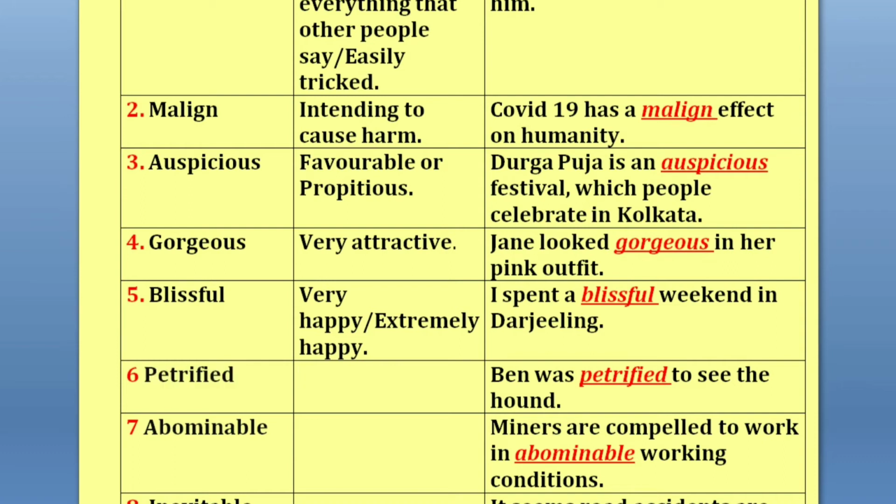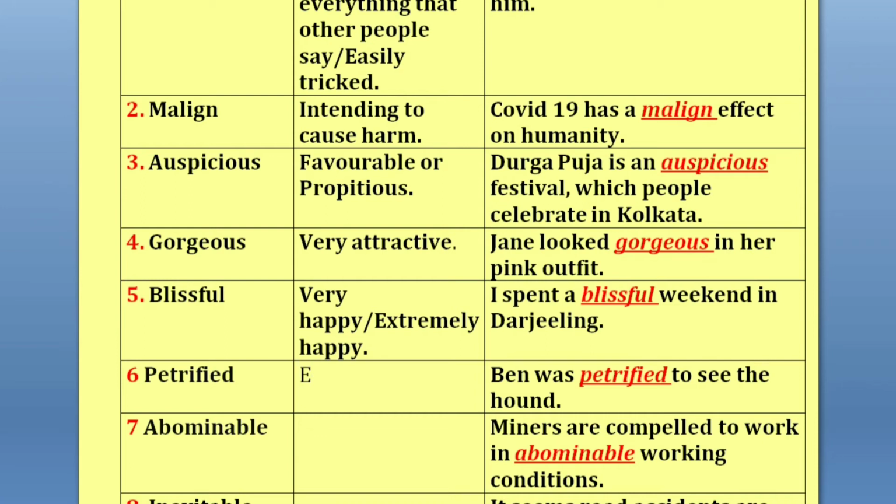So up next we will see the sixth adjective for today, that is petrified. Let me pronounce it once again. It's petrified. Petrified means extremely scared, okay? Or you can also use the word terrified, okay?